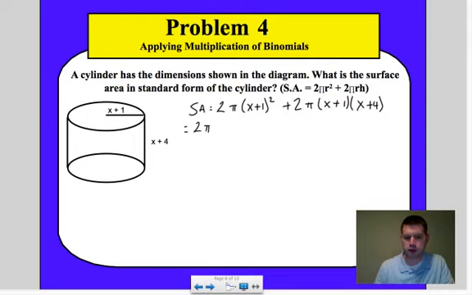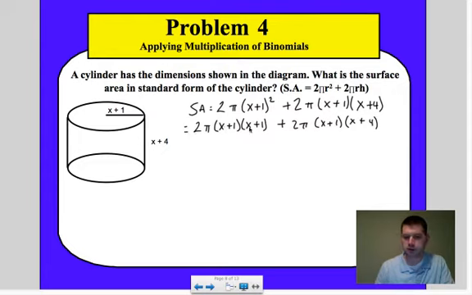We're going to write 2 pi (x plus 1)(x plus 1), and then we're going to have our 2 pi (x plus 1)(x plus 4). Okay, so we have to FOIL this first. Now we could technically distribute this through. It's going to be easier for us to do that first.